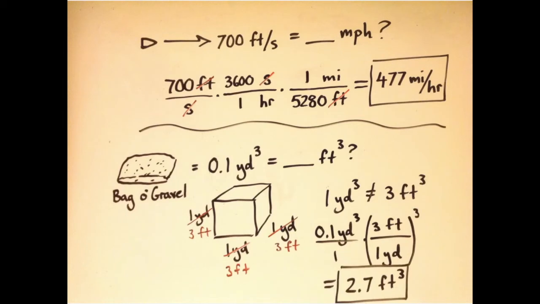So final answer, after we put it all in our calculator, is 2.7 cubic feet. So now that we have a little bit of experience with cubic units in this context, let's move on and look at them in the context of density units.